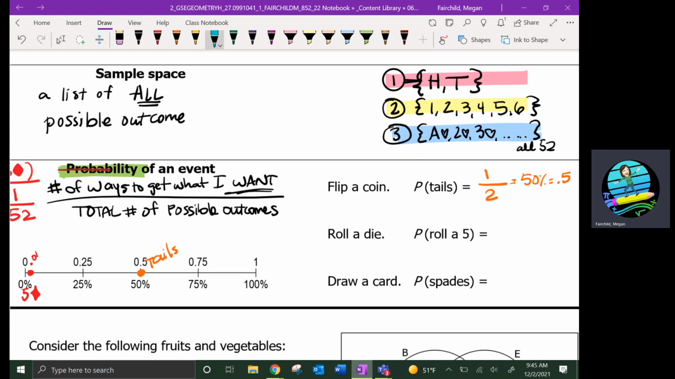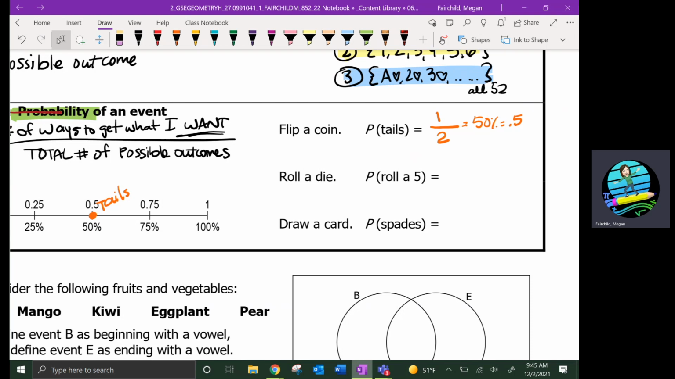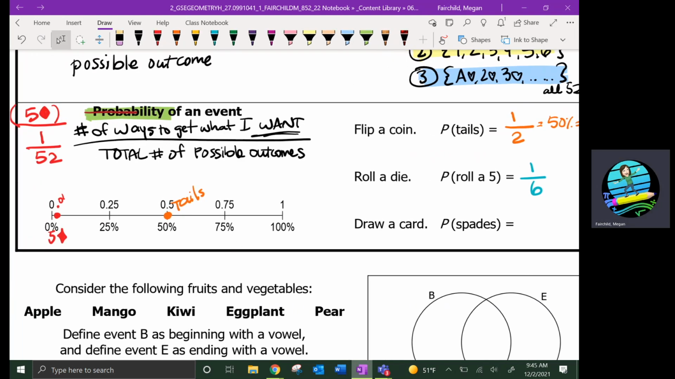Okay. Rolling a die. Sophia C., what would be my probability of rolling a 5? 1 out of 6. Good. 1 out of a total of 6 outcomes. And as a decimal, what is that?